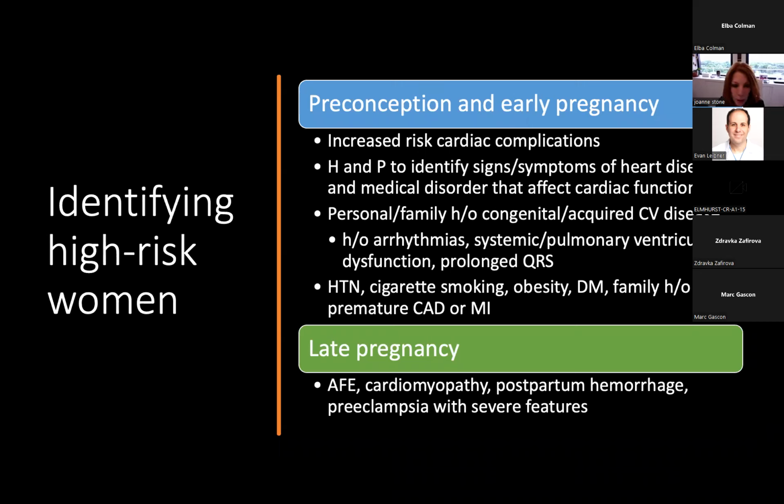is important to elicit. And then later in pregnancy, some of the things that we think about, we can't really predict, it's very, very hard to predict who's going to have an AFE. It just tends to be a catastrophic event. But cardiomyopathy might be something that is a little bit more predictable based on history. And then other risk factors are postpartum hemorrhage and preeclampsia with severe features.